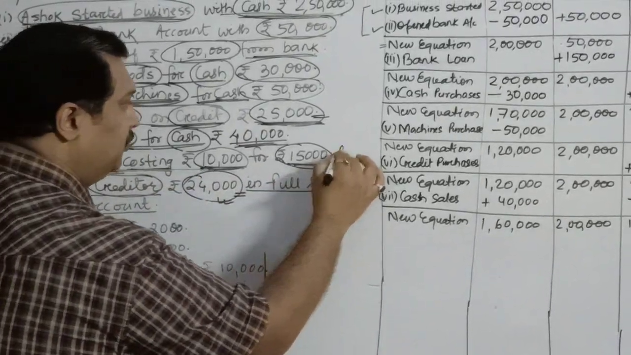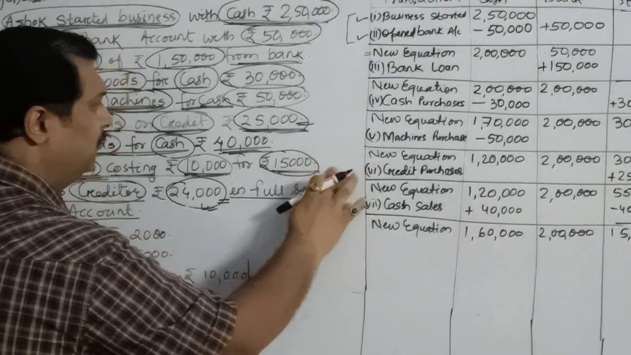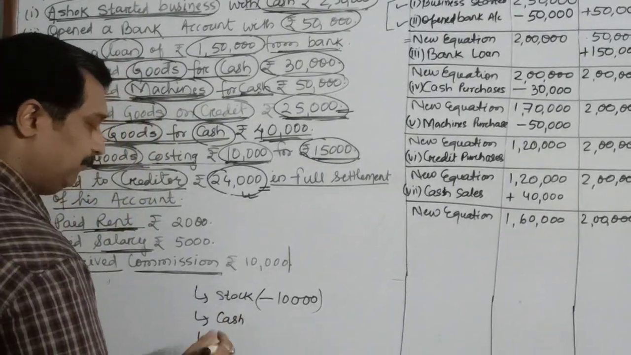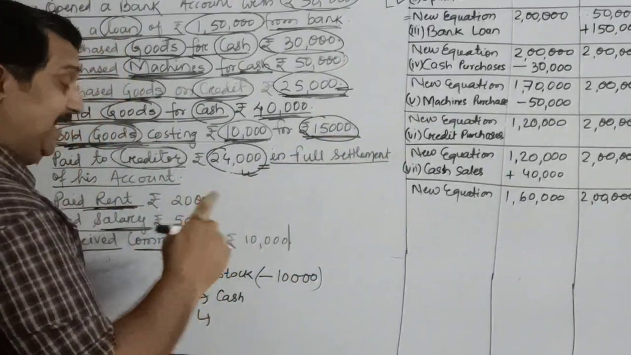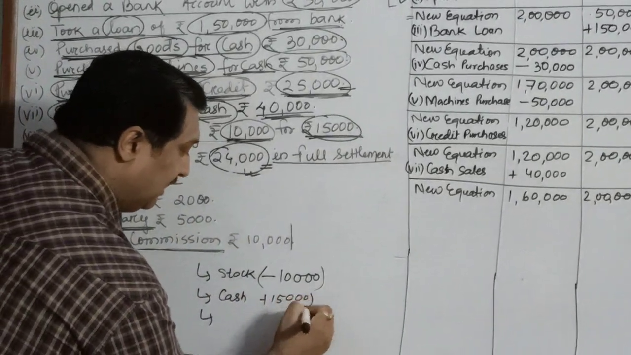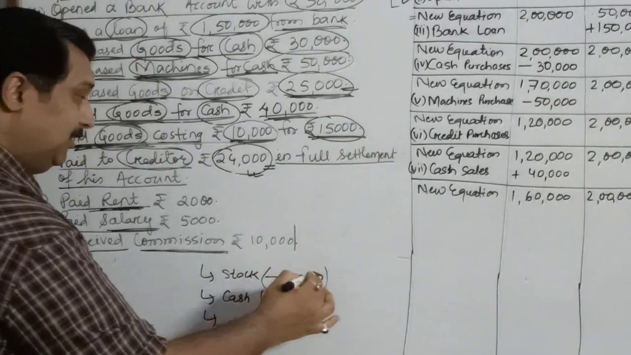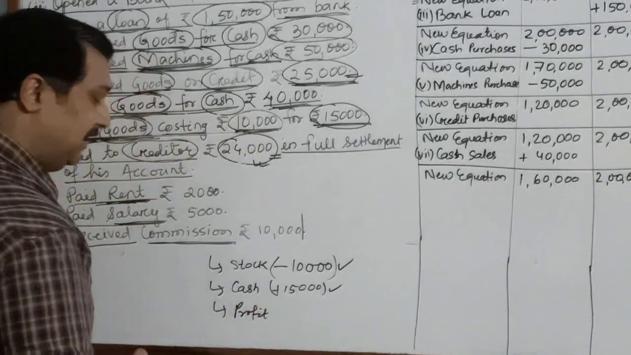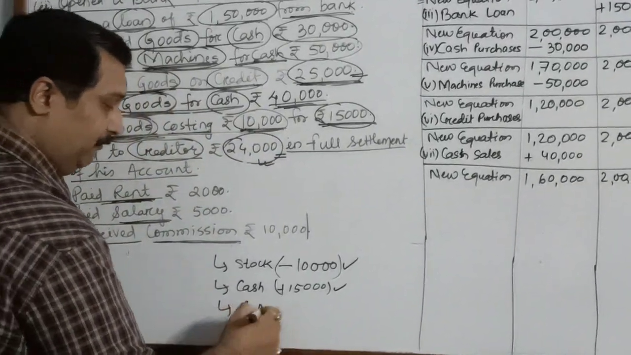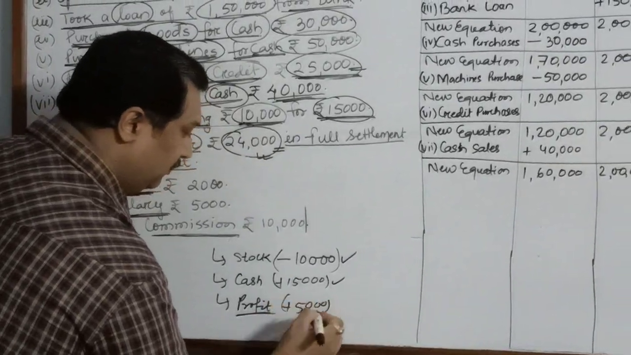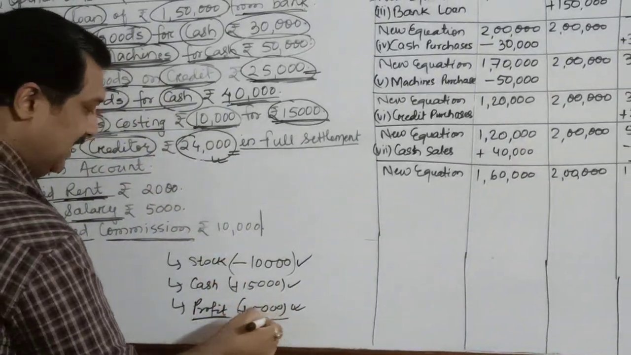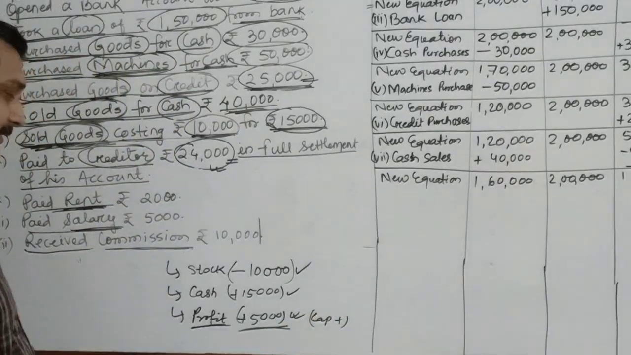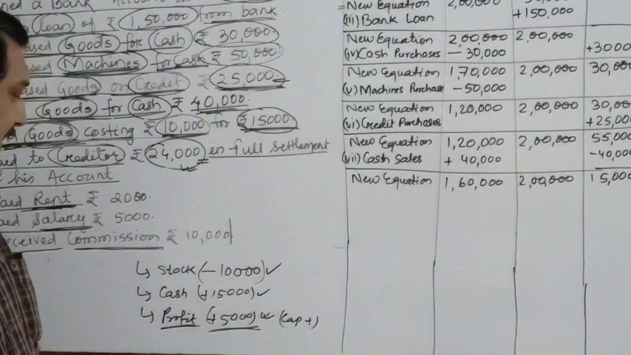Now I am selling goods. Nothing is mentioned, so I will assume that the goods have been sold for cash. The other aspect is cash. I have sold it for 15,000, so I will get cash of rupees 15,000. But goods of rupees 10,000 sold for 15,000, what is the other effect? There is a profit of 5,000. As I told you earlier, whenever there is a profit or revenue, it will increase your capital. In case of any loss, your capital will decrease.